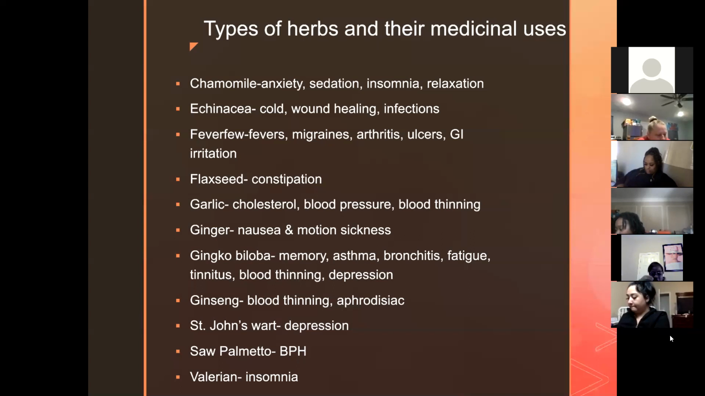She couldn't remember what it was. I always thought it was very funny and ironic, that she was taking it for memory, and she couldn't remember what it was. Oh, man. But the ginkgo biloba is great for your memory, also good for asthma and bronchitis.